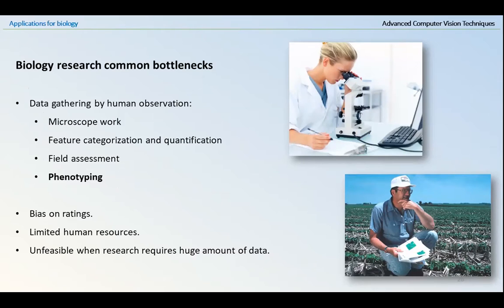Computer vision in biology is mainly used to remove the common bottlenecks found in data gathering from manual visual assessment. For example, by doing microscope work, feature categorization, field assessment, or any kind of phenotyping. Such conventional methods usually have important drawbacks, such as bias in ratings, and they require a lot of time, energy, and human resources that make larger experiments completely unfeasible.